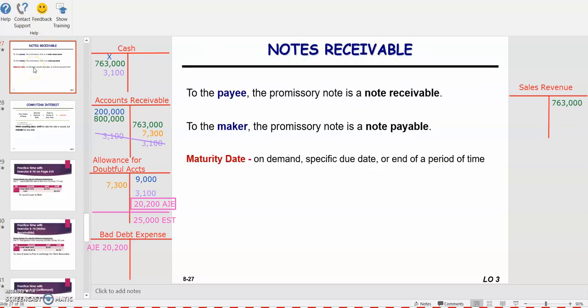Please make sure that you refer to the remainder of the student review slides to practice some additional examples, and also read through the transactions for notes receivable. So notes receivable is essentially the opposite of a notes payable.